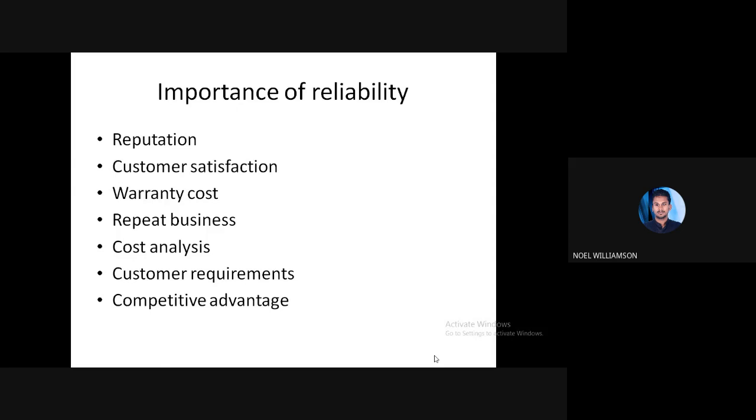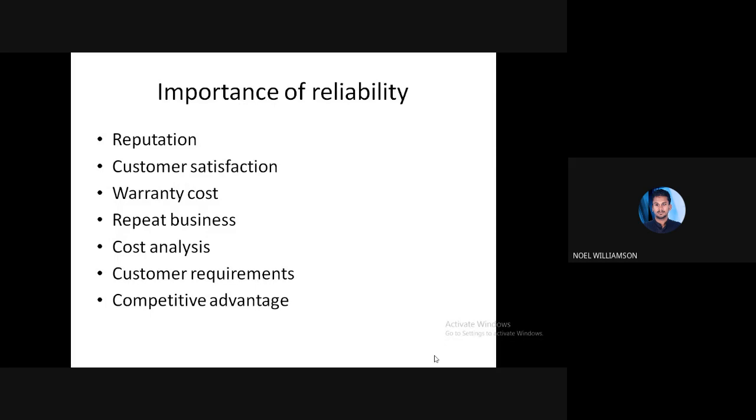If any broken or defective products are received by the customer, that will have a negative impact, and it will lose the satisfaction of the customers. So here also, having reliability is of key importance. Next is the warranty cost.